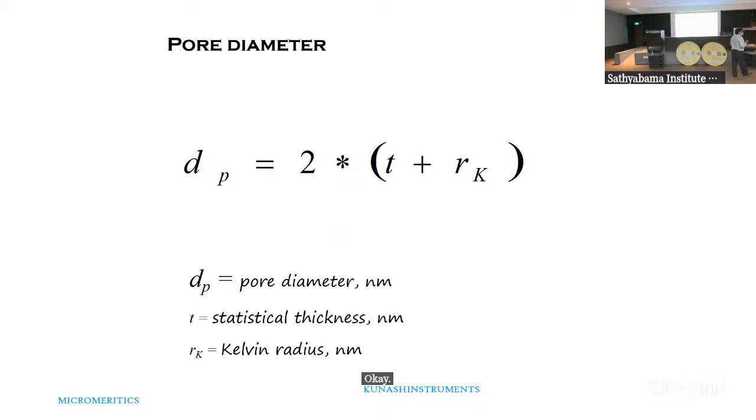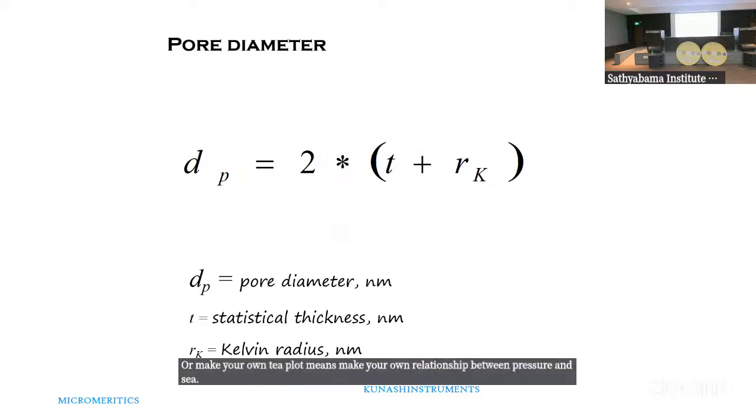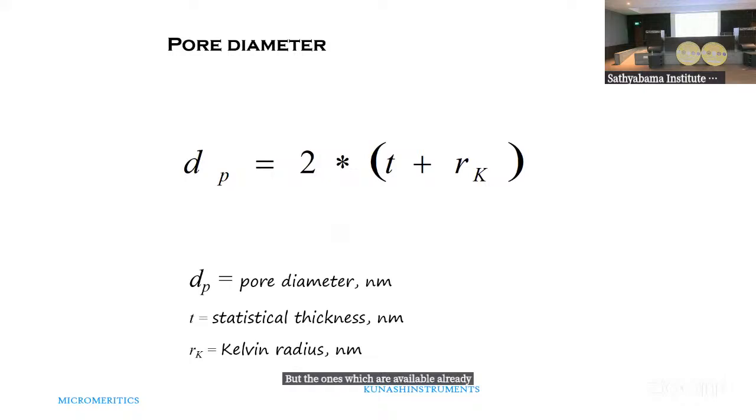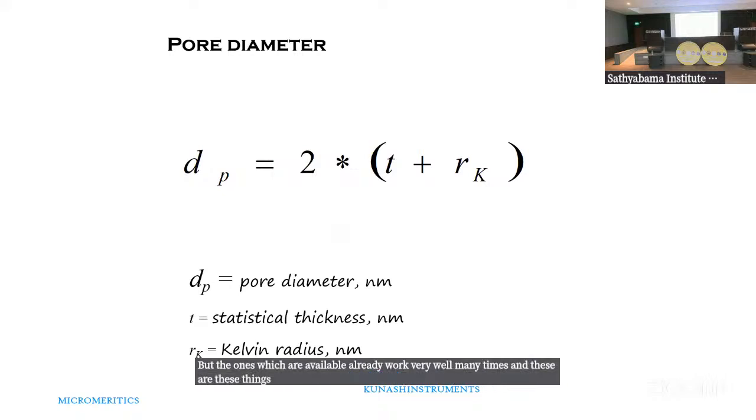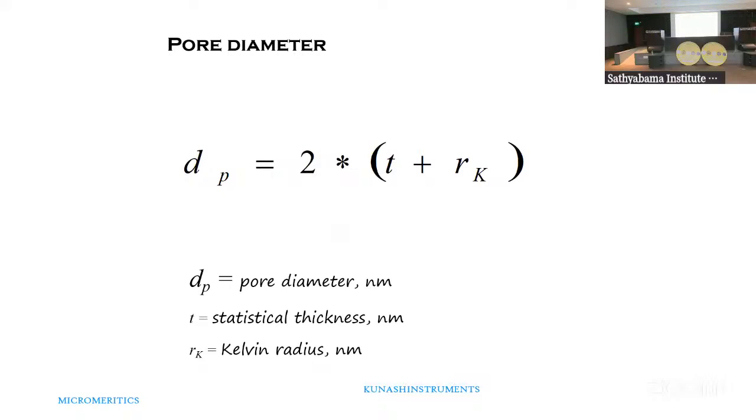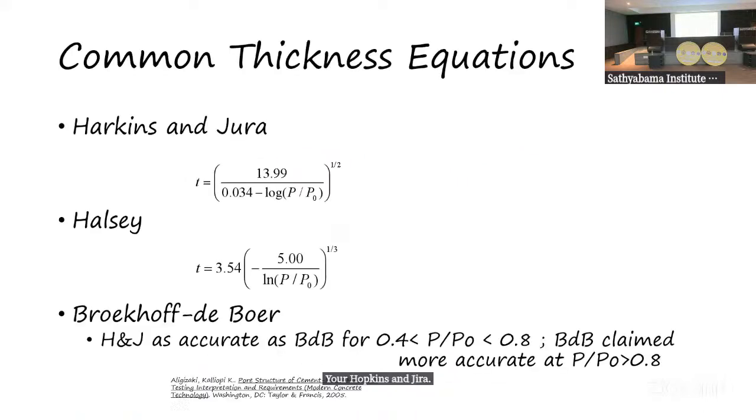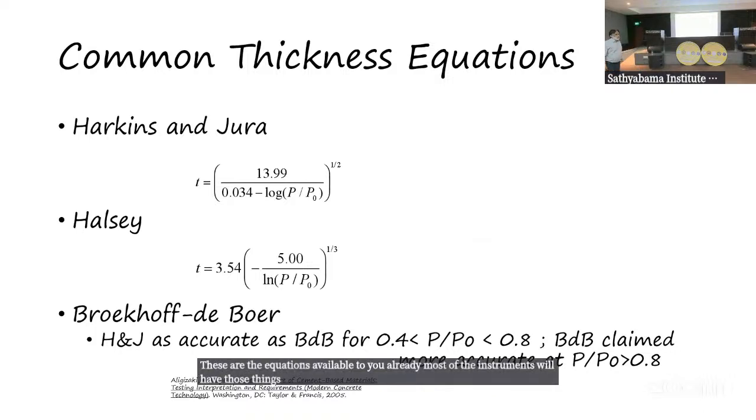There are various equations, there are ways to make your own T plot, meaning make your own relationship between pressure and T. But the ones which are available already work very well many times. You have Harkins and Jura, you have Halsey, you have Broekhoff de Boer. These are the equations available to you already. Most of the commercial instruments will have those. So just select a particular equation. Remember, T is being related to P by P0 here, in both the equations.